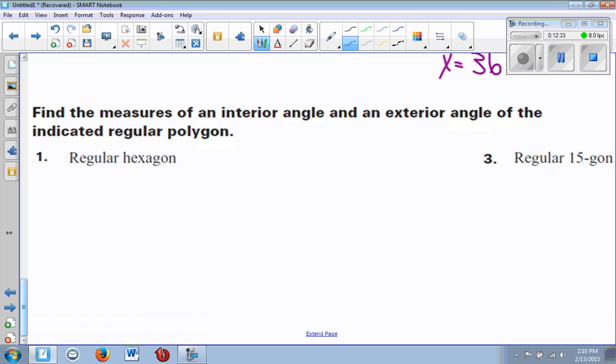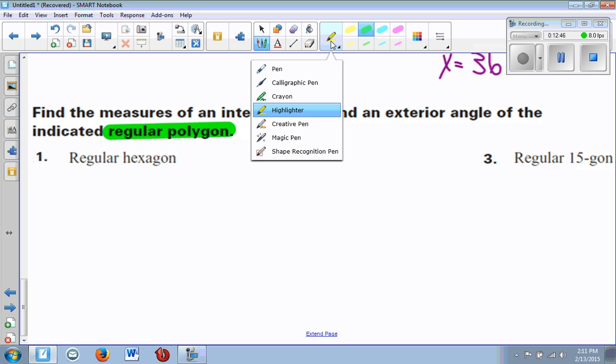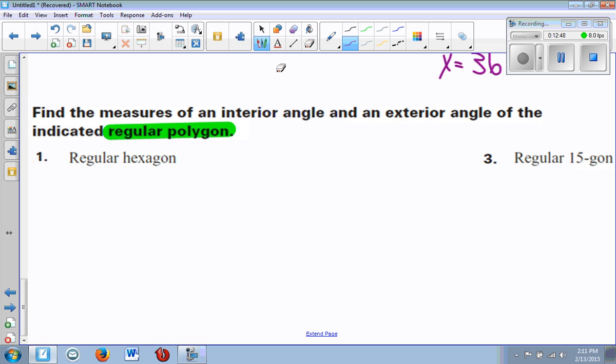The last thing we're going to talk about is specific to regular polygons. So if you remember from the front side, regular means all sides the same and all angles the same. So this says find the measures of an interior and an exterior angle. Notice that it doesn't say find the sum of the interiors and exteriors. It says find a single one. So in a hexagon, like the first one, there are 6 sides to that.